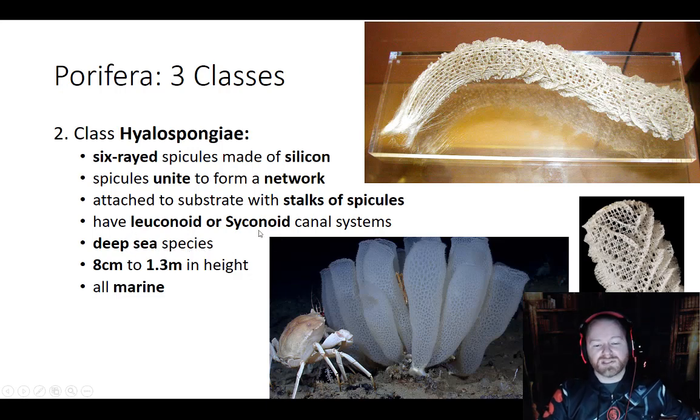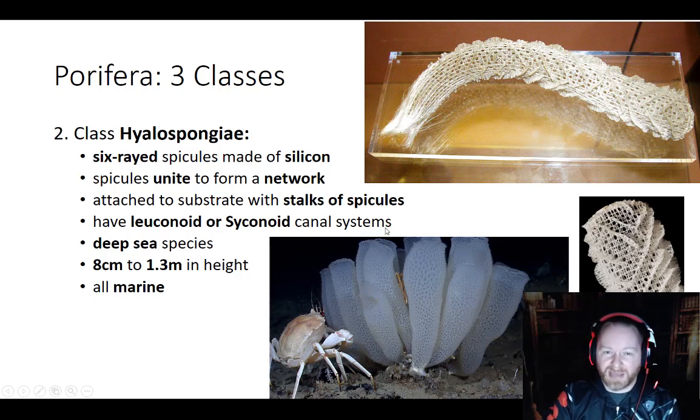They can have leuconoid or synconoid canal systems, so they do not have the asconoid, all right? They have the leuconoid or they have the synconoid canal systems. This is pretty much a deep sea species.